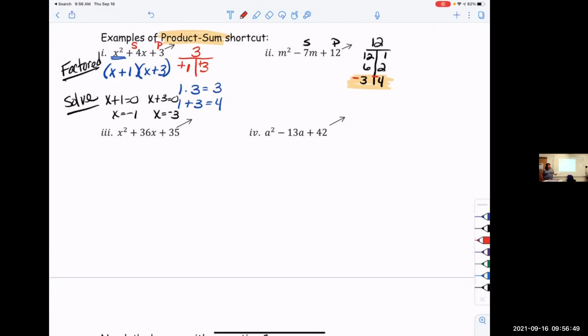so now we check it to make sure we're good. So -3 times -4 equals what kind of 12? Positive 12, that's what we want. And -3 plus -4 equals -7. And that's what we want. So we're ready for our answer.